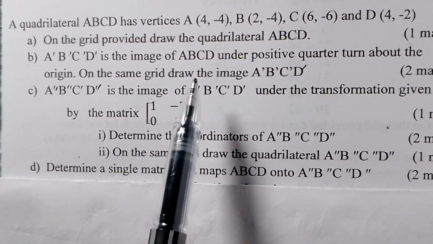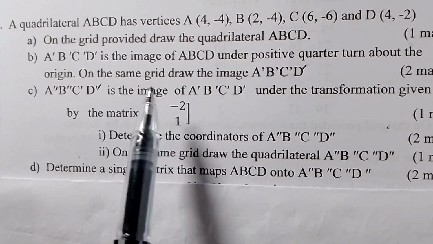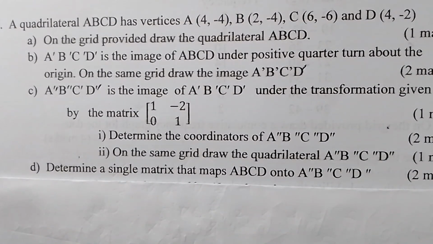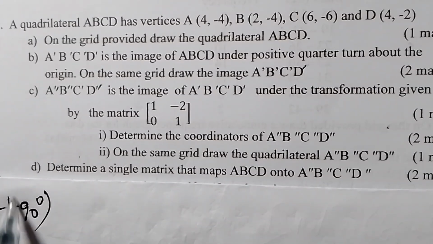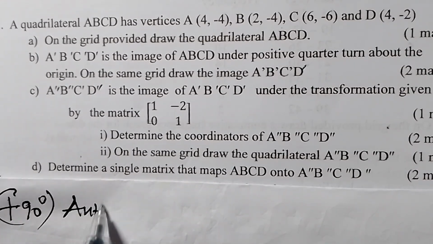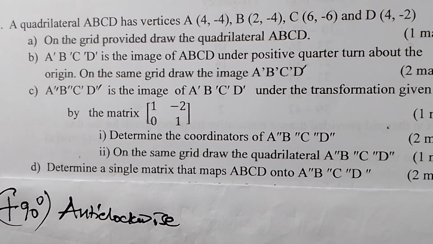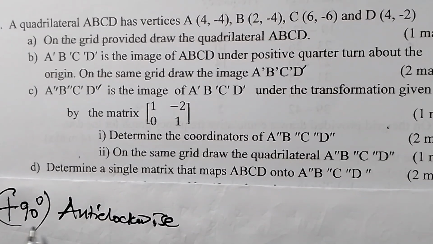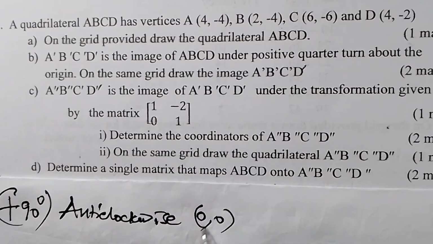Or second, we can get the matrix of transformation. It's easy for us to get the matrix of transformation. So a positive quarter turn means positive 90 degrees, which means anti-clockwise. So we want to rotate our object through 90 degrees anti-clockwise, and the centre will be the origin.